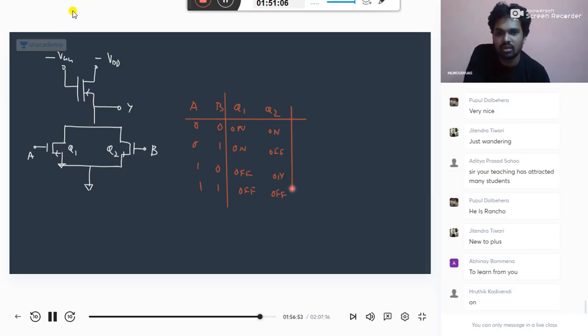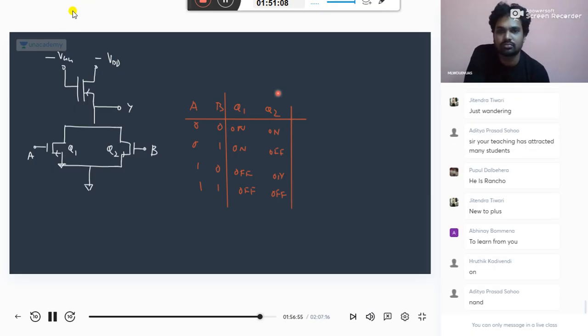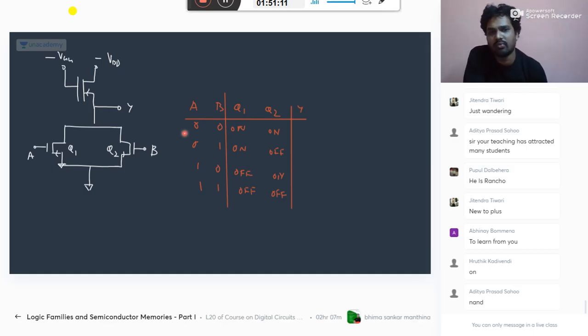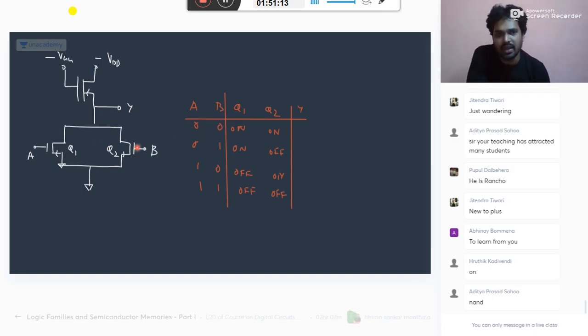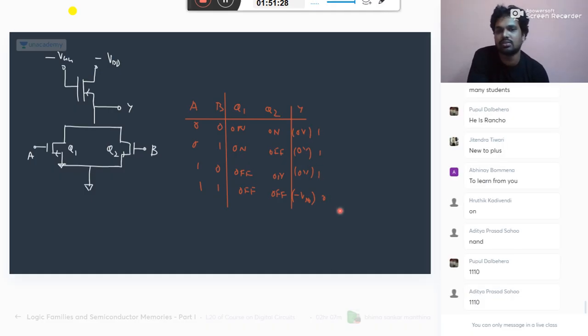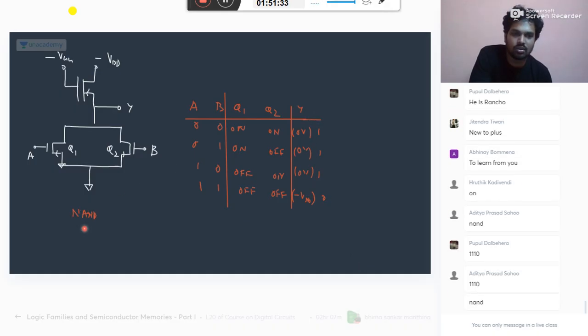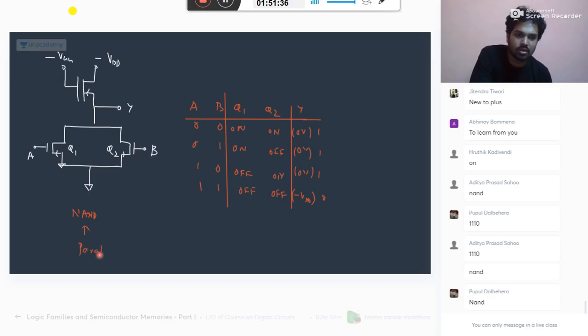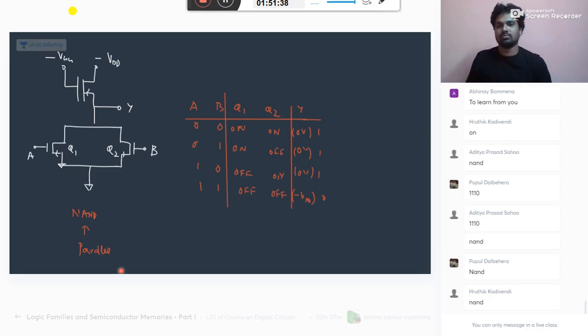Now what is the output? When any one of them is on, parallel, any one of them is shorted, overall is short only. Any one of them is on, you get 0 volts. Otherwise, you get minus VDD. So 0 volts is 1, minus VDD is 0 for us. 1 1 1 0. This is nothing but NAND, because it is a parallel. For parallel, it is NAND gate.